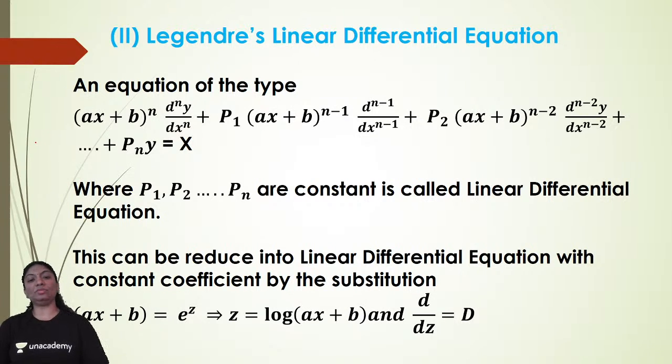This can be reduced into the linear differential equation with constant coefficient. Again the same substitution here: instead of x is equal to e raised to z, we will use ax plus b is equal to e raised to z, where z is equal to log of ax plus b, and d by dz is equal to capital D.